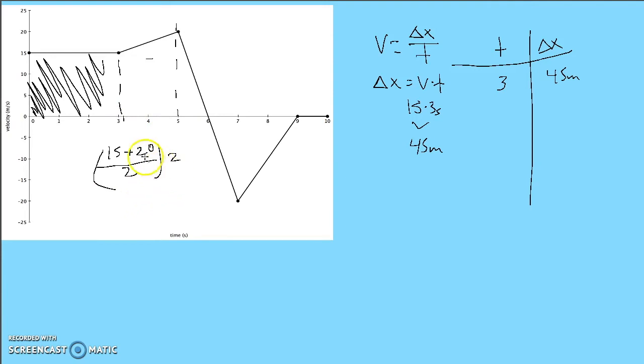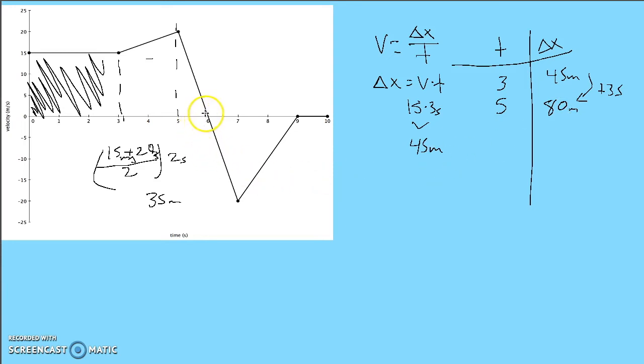And we're going to get, these by the way are meters per second. When we multiply that by the 2 seconds, we're going to get a displacement of 35 meters. Which means we've traveled by 5 seconds an additional 35, which would place us at a total displacement of 80 meters.